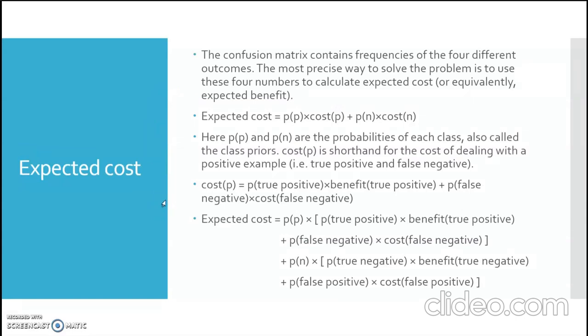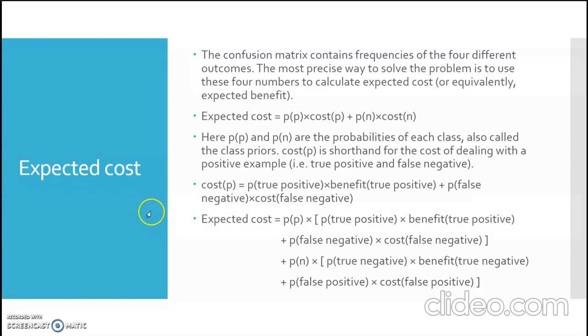The confusion matrix contains frequencies of the 4 different outcomes: true positive, true negative, false positive, and false negative. So the more precise way to solve the problem of imbalanced data is to use these 4 numbers to calculate the expected cost, or equivalently, the expected benefit. Because using accuracy as the measurement on an imbalanced data set can cause misinterpretation. So how do you calculate the expected cost?